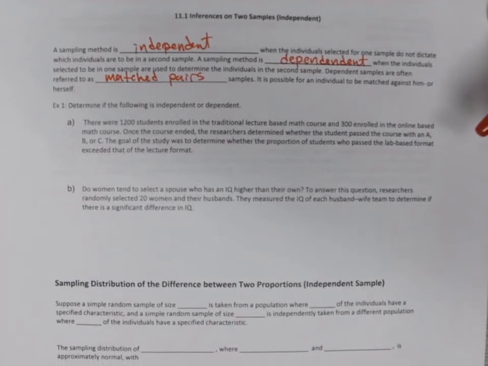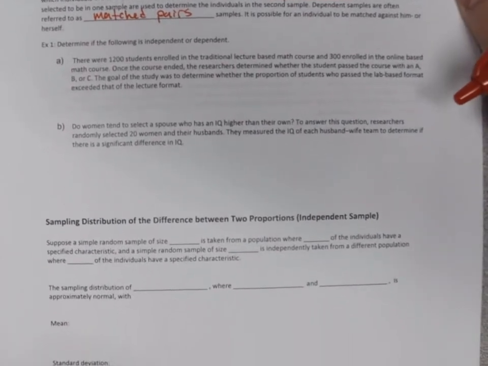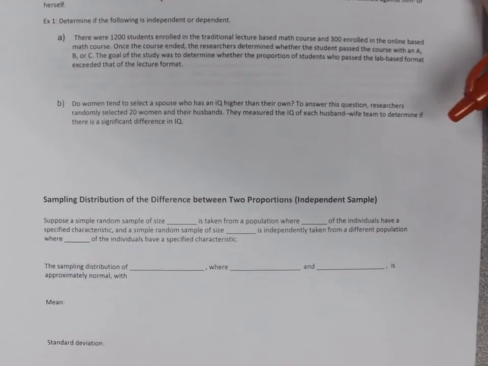So we're just going to focus on doing an example here of independent versus dependent samples. So example 1, determine if the following is independent or dependent. There are 1,200 students enrolled in a traditional lecture math-based course. 300 are enrolled online in an online math-based course. Once the course ended, the researchers determined whether the student passed the course with an A, B, or C. The goal of the study was to determine whether the proportion of students who passed the lab-based format exceeded that of the lecture format. So this is a great example of inferences on two samples.